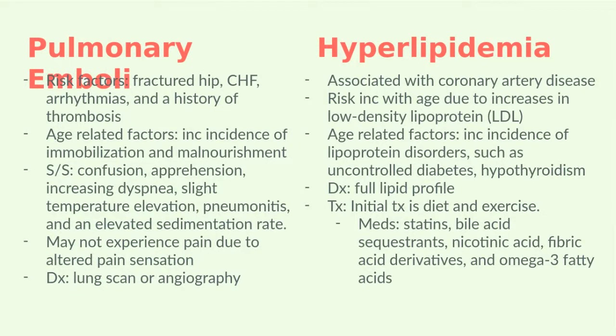Some signs and symptoms in the older adult include confusion, apprehension, increasing dyspnea, slight temperature elevation, pneumonitis, and an elevated sedimentation rate. Many older adults may not experience pain due to an altered pain sensation. Diagnosis is through a lung scan or angiography. The treatment for pulmonary emboli is the same as for young adults: anticoagulation therapy, fibrinolytic agents, pulmonary embolectomy, and inferior vena cava filter.